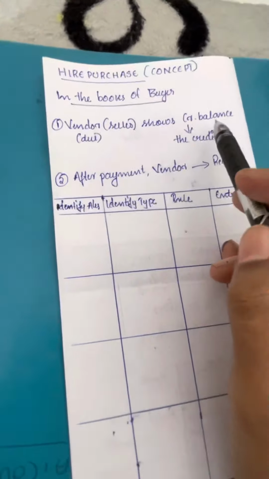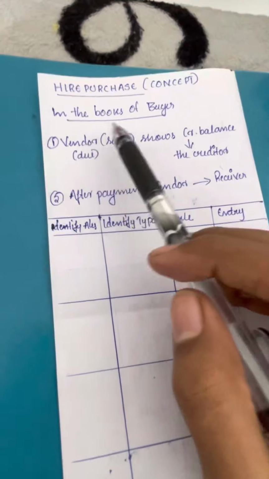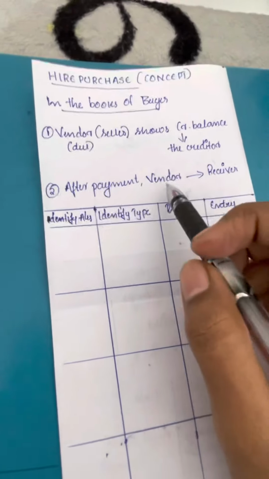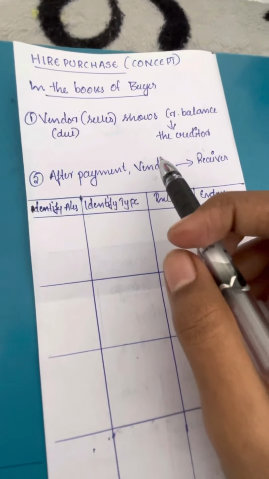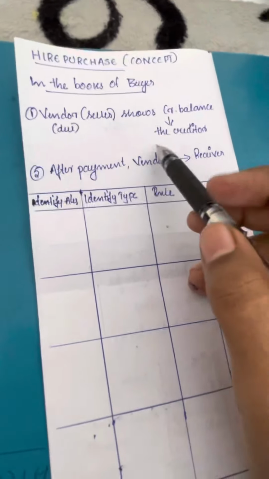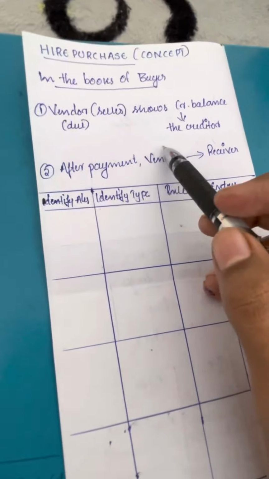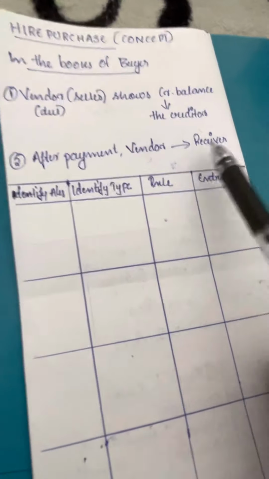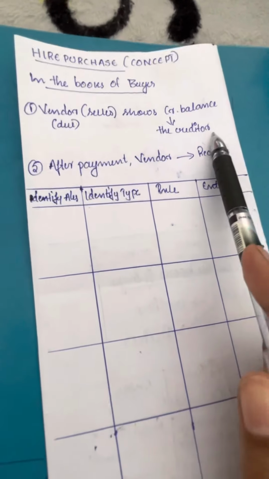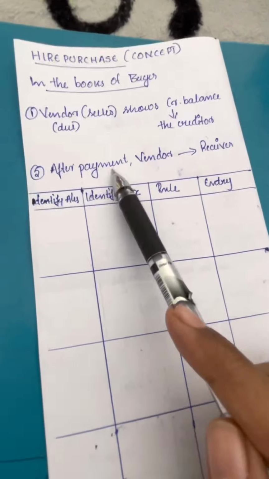First one is the vendor. Who is the vendor? Vendor is the seller. Suppose, for example, Mr. A purchased a van from Mr. B. So Mr. B is the seller and Mr. A is the buyer. In the books of the buyer, the vendor shows a credit balance. In the due case, the vendor is the creditor, and after the payment, the vendor becomes the receiver.